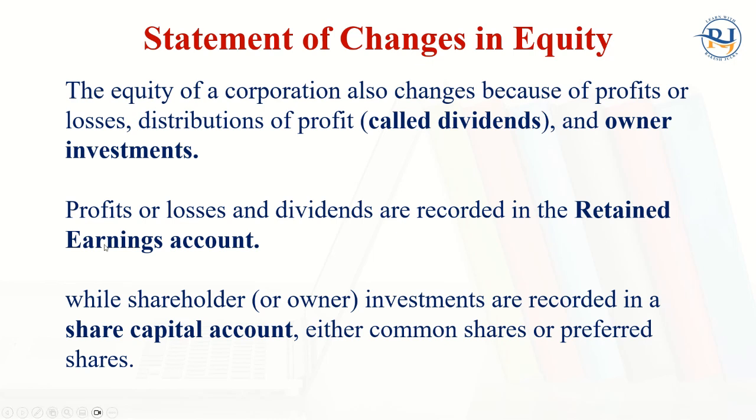Look at this. The equity of the corporation also changes because of profits or losses, and the distribution of profit is known as a dividend, and owner's investment. The equity of the corporation can be increased if there is more profit, because the equity plus profit is equal to the net owner's equity at the end of the period. Profit or loss and dividends are recorded in the retained earnings account.